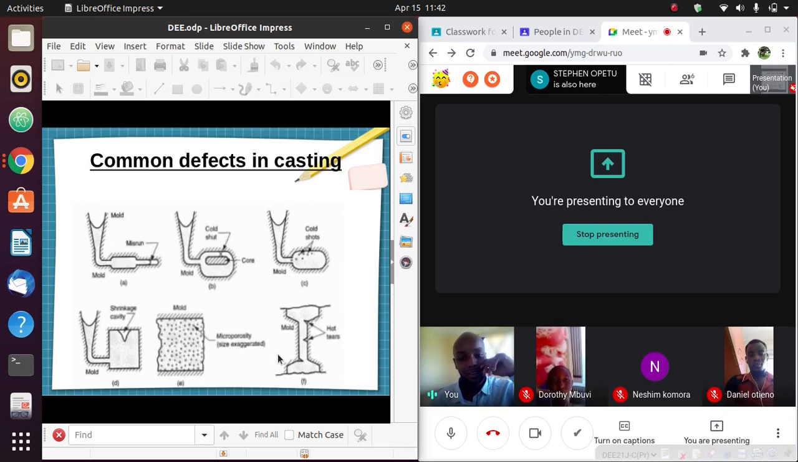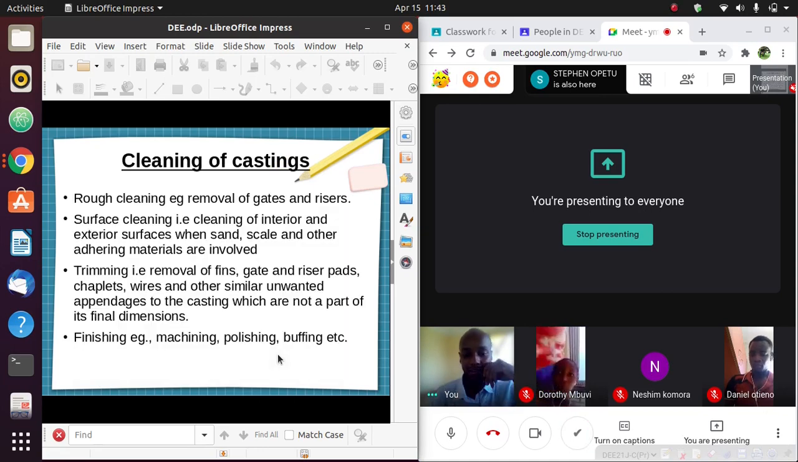Now this is just a picture that shows common defects in castings, and I've given you that as an assignment, so I will not talk about it now. Go and look at diagrams, write a little something, show me the representation using diagrams, and then you submit it as indicated in the Google Classroom. So read and find out how these defects come about, what causes them, and even use diagrams to indicate.